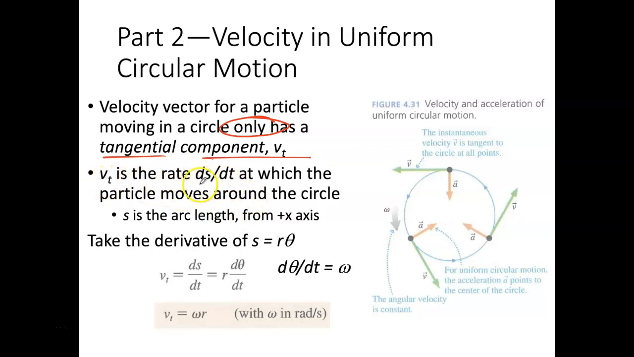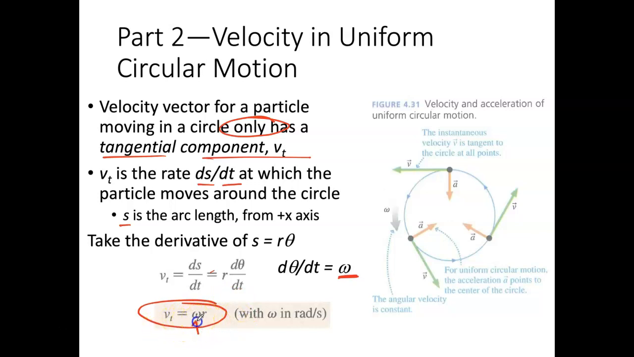That is the rate at which that arc length is changing divided by the change in time, and remember s is arc length, and that is from the positive x-axis. So if I take the derivative of this, I end up with Vt equal to ds/dt, so that would be r times the change in the angle over the change in time. And remember, dθ/dt is the angular velocity. So now we have gone through and made the derivation for tangential velocity.